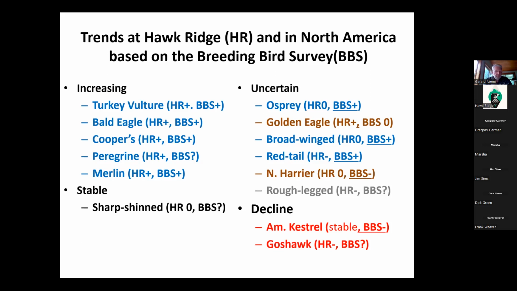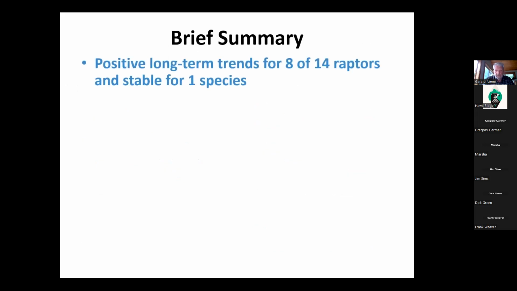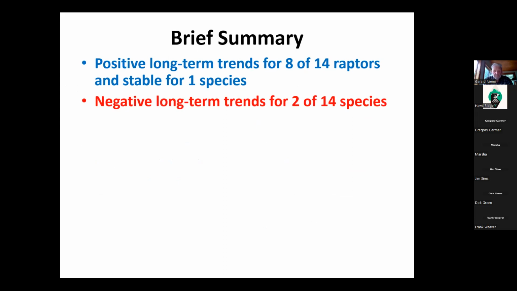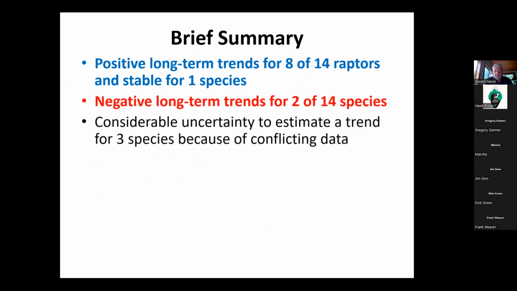But it certainly looks like, based on counts across much of the United States, that the migration counts show a decline in that species. So positive long-term trends for 8 of 14 raptor species and stable for 1 species. I guess we'd say a nice, positive result. Negative long-term trends probably for 2 of the 14 species. Considerable uncertainty to estimate a trend for 3 species because of conflicting data.